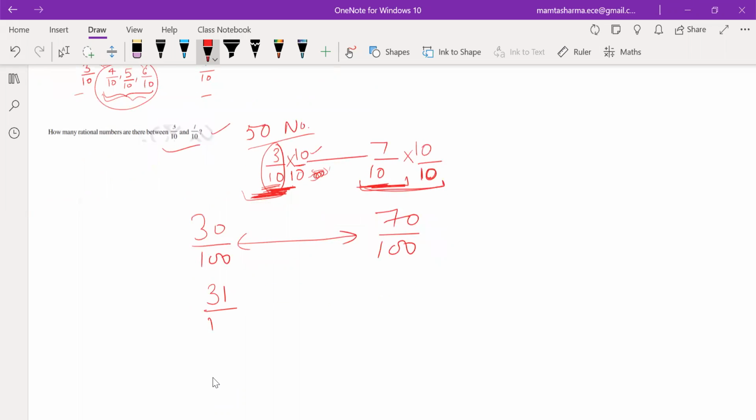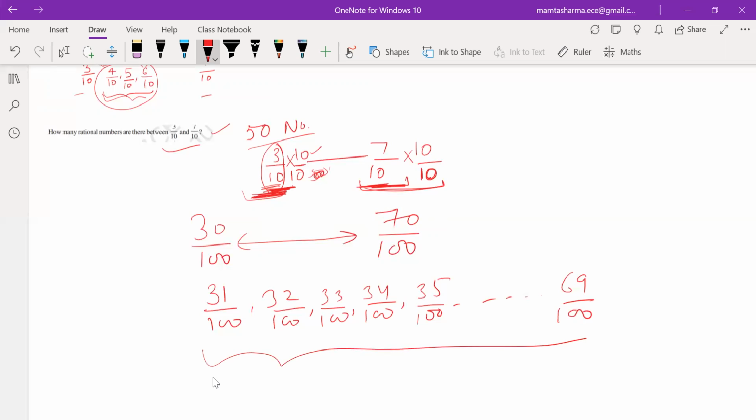We can write 31 by 100, 32 by 100, 33 by 100, 34 by 100, 35 by 100, and up to 69 by 100. So how many numbers can be written from 30 to 70? 40 numbers can be written.